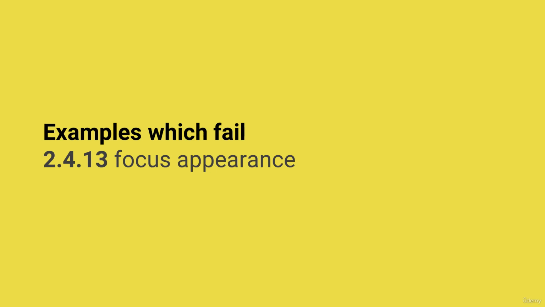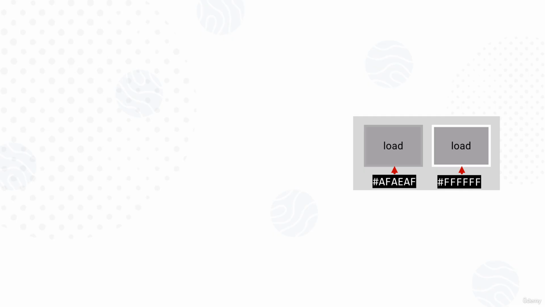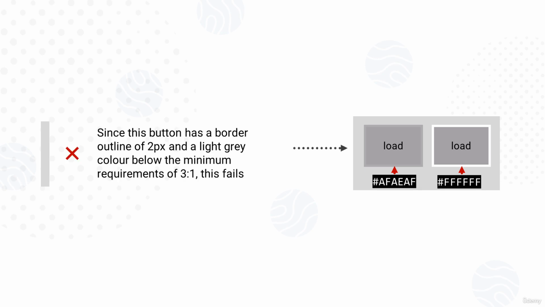What does failing this success criterion look like? Since this button has a border outline of 2 pixels and a light grey color, the color is below the minimum requirements of 3:1, this fails.